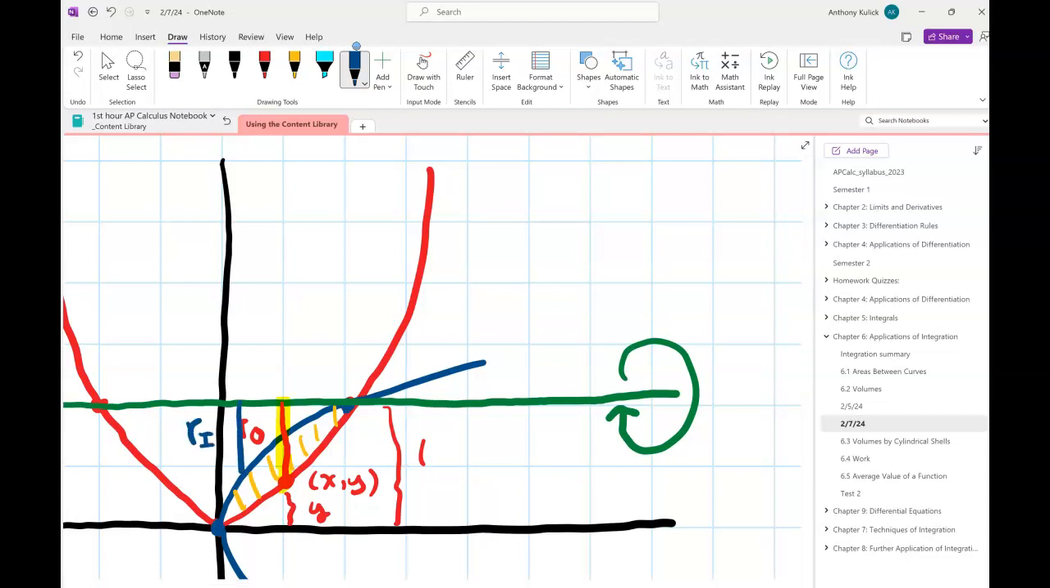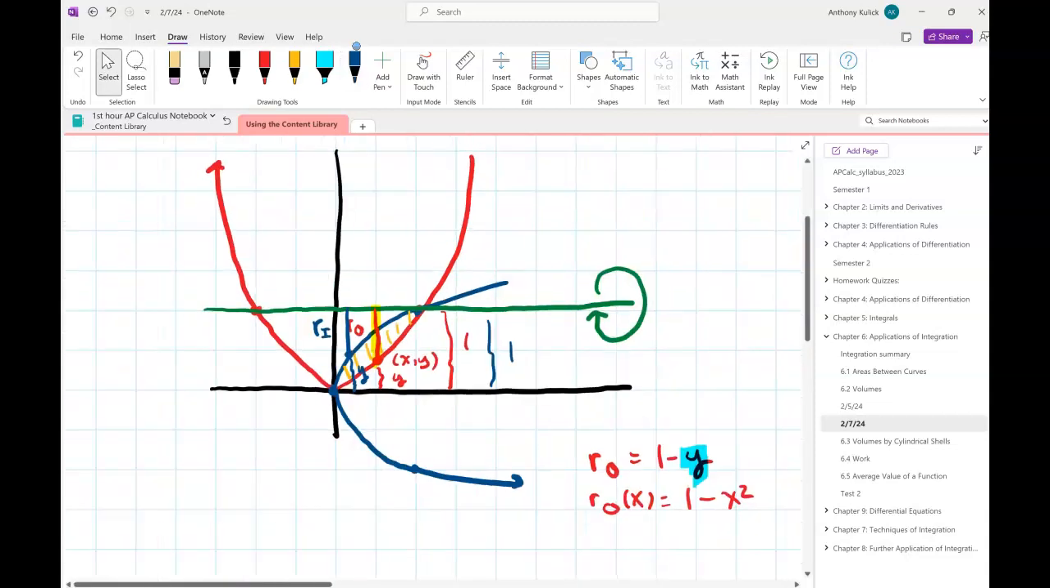Now let's do the same thing with our inner, right? So that's our r inner. Everybody feel okay there? So again, what is that distance there? I drew the squiggle. It's y. What is this distance here? 1. So our r inner is 1 minus y again, right?